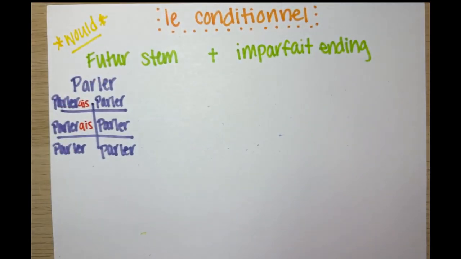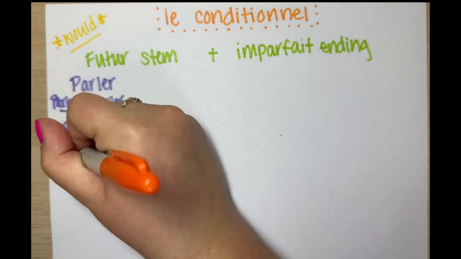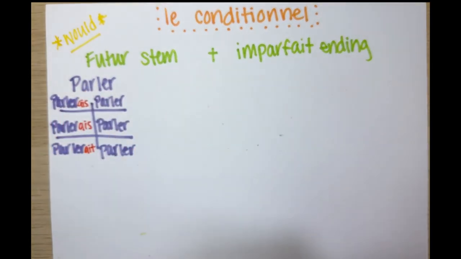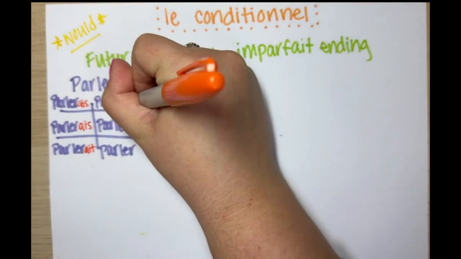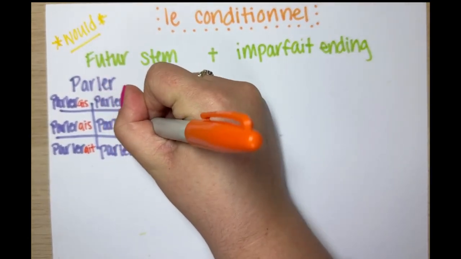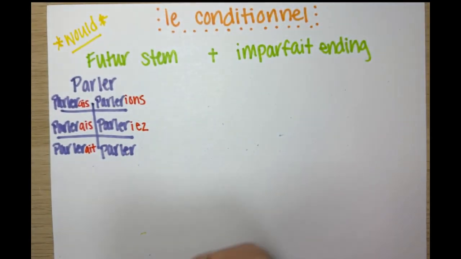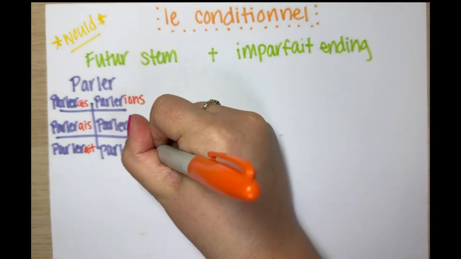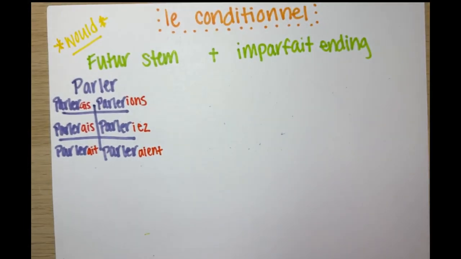For il, elle, and on, c'est un peu différent, mais pas beaucoup. It's a little bit different, but not a lot. AIT. For nous, c'est IONS. Vous, c'est IEZ. Et il et elle pluriel, c'est AIENT. So, je parlerais, I would talk, I would speak. Ils parleraient, they would talk, they would speak. Nous parlerions, we would talk, we would speak. Okay? Pas trop difficile, not too difficult.